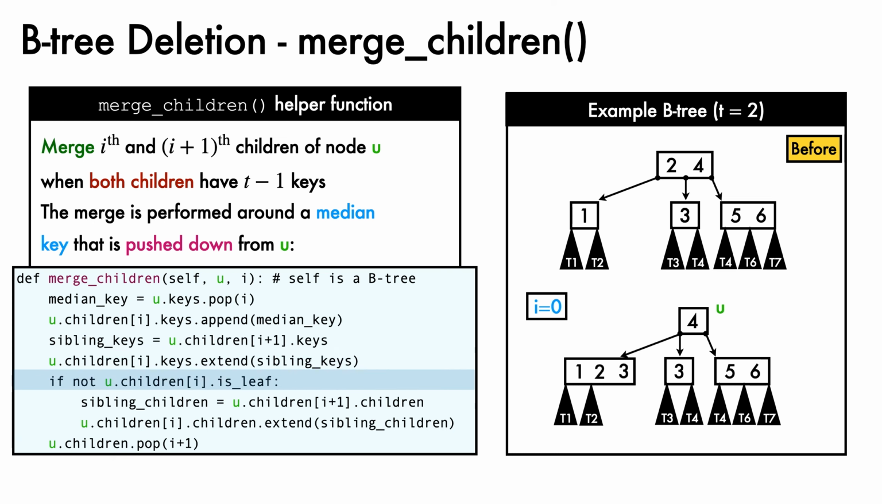We check if u is a leaf. It isn't. Since all leaves are at the same level in the B-tree, that means that its sibling is not a leaf either, so we copy the sibling's children over to the ith child. Finally, we drop the i plus 1th child, and we are done.